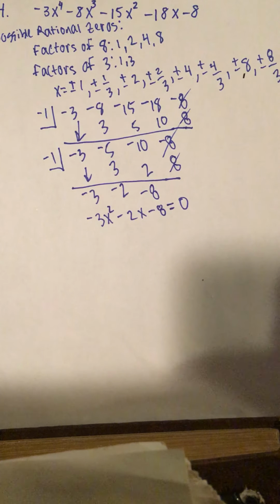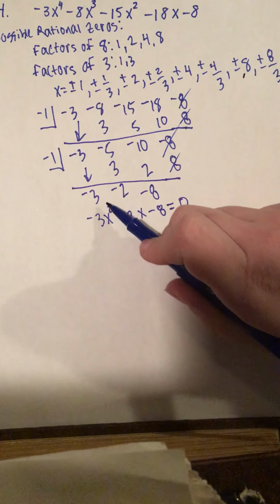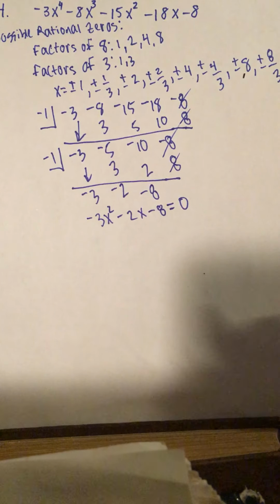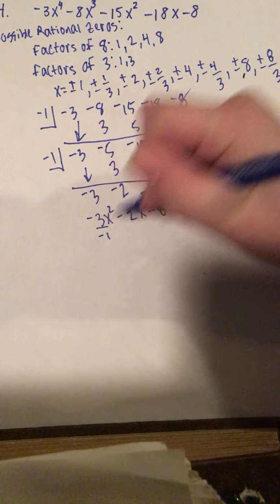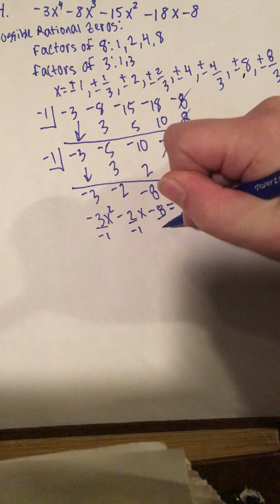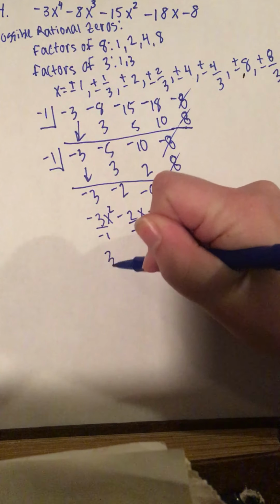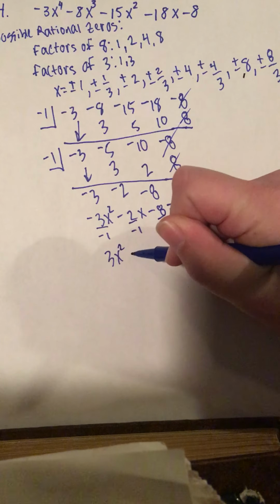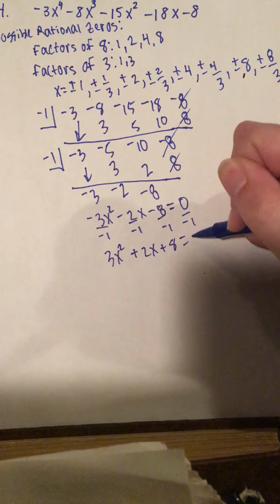All right, now my preference is always to make the x squared term positive before I do anything else because it makes the quadratic formula work out slightly better. So I'm going to go ahead and divide by negative 1 everywhere. So that gives us positive 3x squared plus 2x plus 8 equals 0.